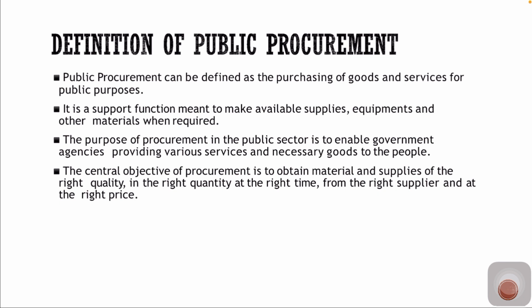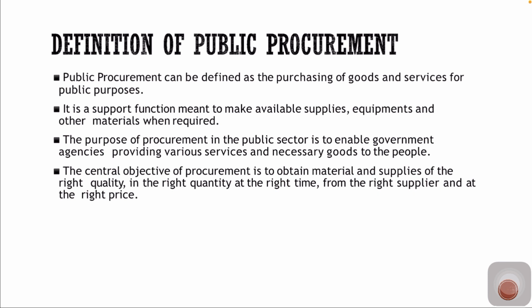So dekat situ you dah boleh baca dah dia punya point-point dia, kata public procurement can be defined as the purchasing of goods and services for public purpose. So it is a support function meant to make available supplies, equipments and other materials when required. So the purpose of procurement in the public sector is to enable the government agency providing various services and necessary goods to the people. That's why itulah kita call public procurement.